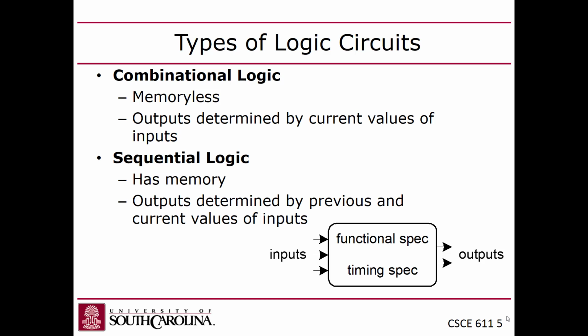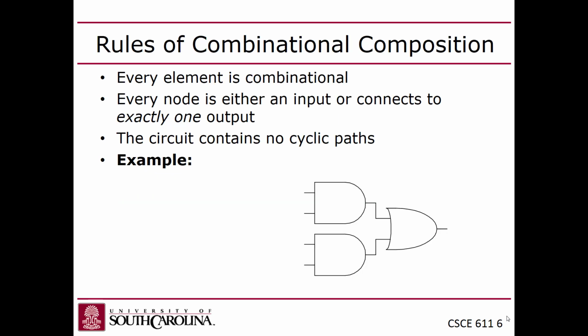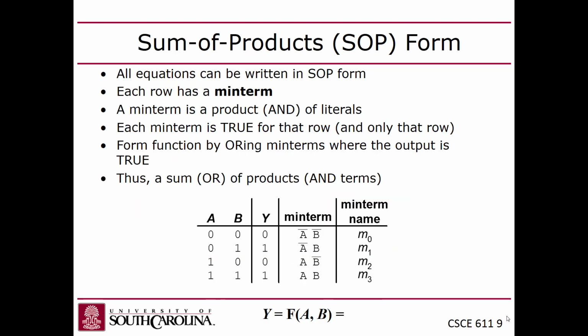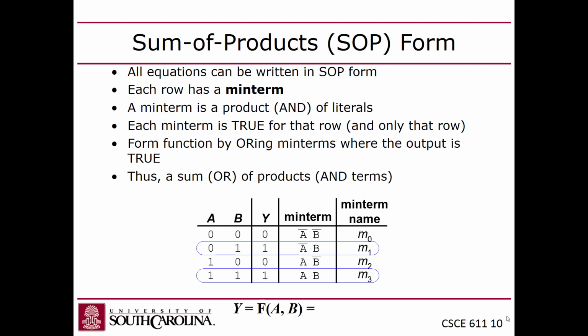So to briefly review chapter 2, there are two types of logic, combinational and sequential. Combinational is memoryless, sequential has memory. Chapter 2 is about combinational logic, right? And when we get to the next chapter, chapter 3, it'll be about sequential logic. So there's some terminology. We talked about sum of products and product of sums.